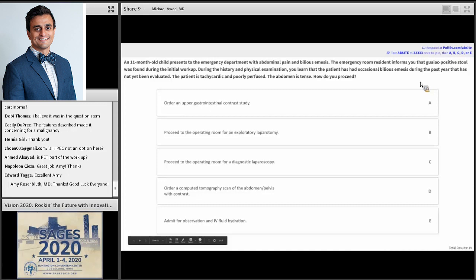A, order an upper gastrointestinal contrast study. B, proceed to the operating room for an exploratory laparotomy. C, proceed to the operating room for a diagnostic laparoscopy. D, order a CT of the abdomen and pelvis with contrast. And E, admit to observation with IV fluid hydration.